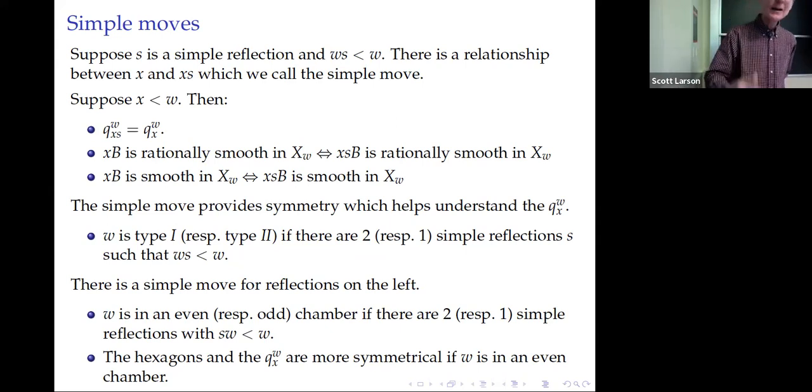Anyway, and by the way, there's a simple move for reflections on the left as well. Here the reflection is multiplying on the right. In fact, if you do reflections on the left, that's what tells you whether you're in an even or an odd chamber. That's the difference, and that's why the even chambers are easier. The even chambers are the ones where there are two simple reflections going down. And so that's sort of the reason for the difference.